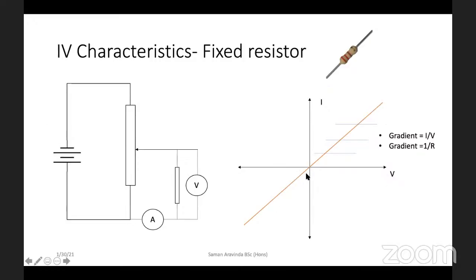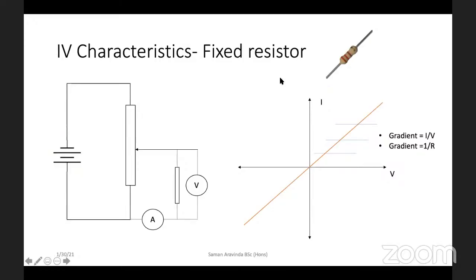Now tell me, how do I get the negative part of the graph? Simple. I reverse the power supply and redo the experiment. Am I clear? See, so much to think, but it's very simple.